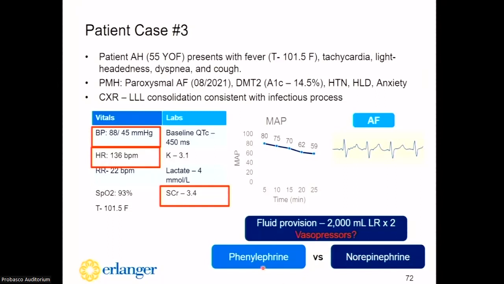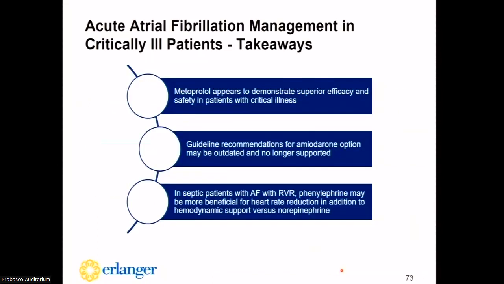But as far as our heart rate reduction, do we really get that much benefit from using phenylephrine? I think it's still debatable. So our takeaways: metoprolol appears to demonstrate superior efficacy and safety in patients with critical illness. Guideline recommendations for amiodarone may be a little bit more outdated and no longer supported, and favor more of metoprolol. And then in our patients with AFib, RVR, phenylephrine may be more beneficial for heart rate reduction in addition to hemodynamic support compared to norepinephrine.